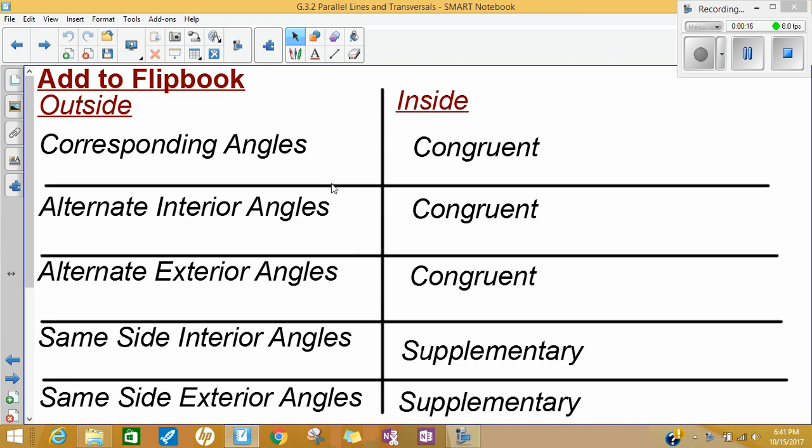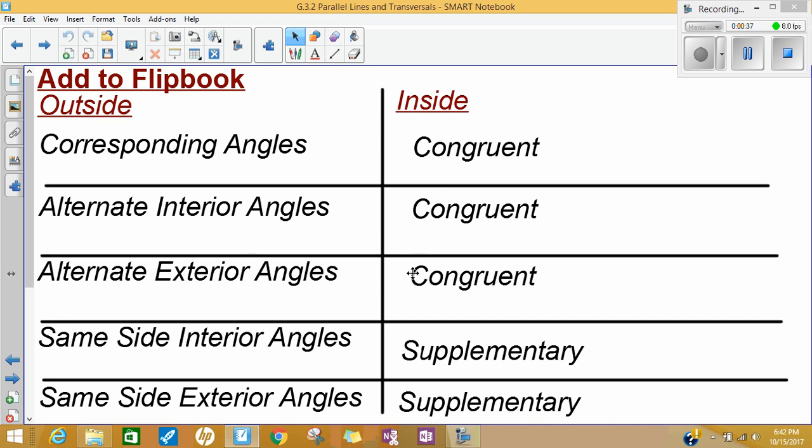These names should look familiar. These are the special angle pairs that we had when we had a transversal cutting two or more lines. And this time, when the lines are parallel, these angle pairs have special relationships.